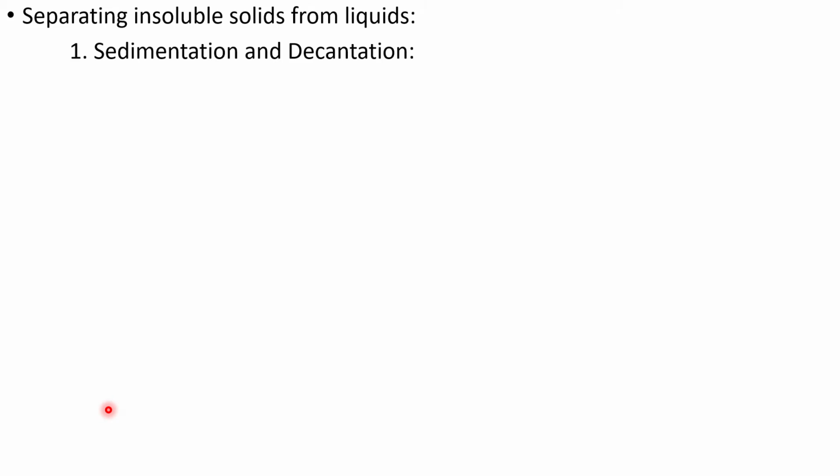Next is separating insoluble solids from liquids. Insoluble means the substances or solids which are not soluble in liquid. वो घुलते नहीं है, they do not dissolve in liquid. तो ऐसे substance को हम liquids में से कैसे separate करेंगे? So one of the processes is sedimentation and decantation.